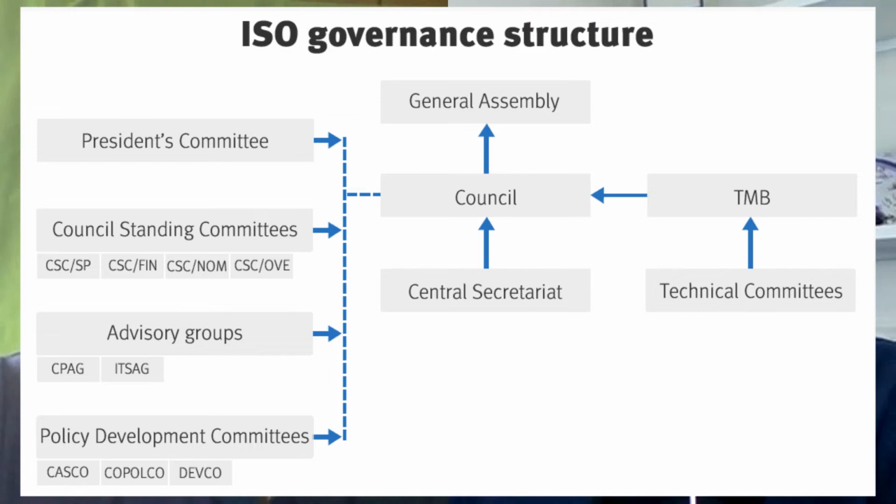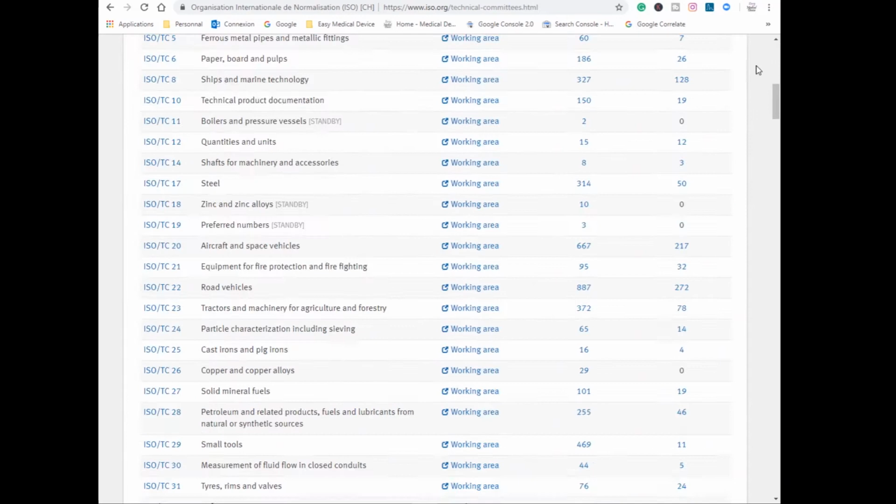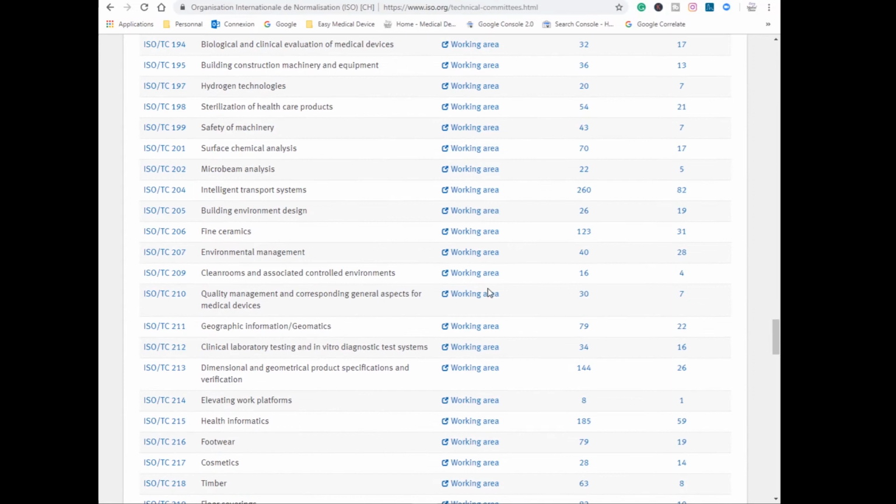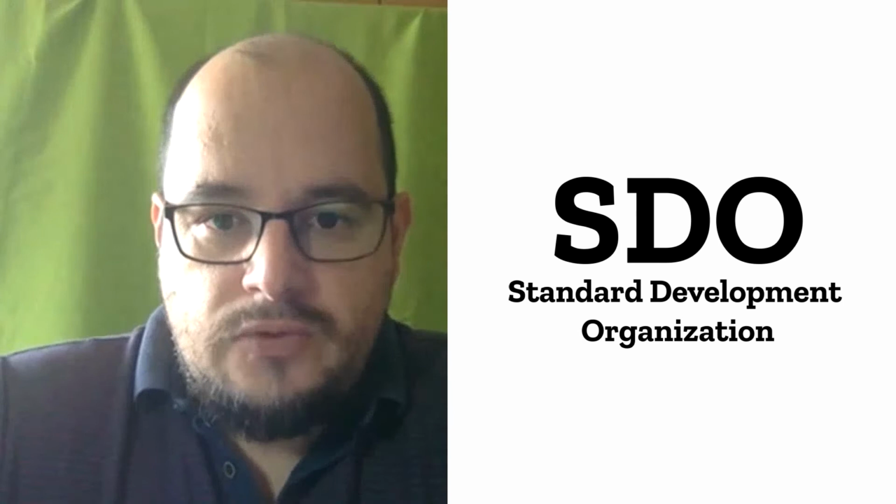Okay. If you go to the ISO website, you'll notice there are several committees. They have some 300, or a little less than that, right now. Each committee focuses on a specific topic. For example, we have one committee from our side that I mentioned to you, TC210, which works with quality systems and general aspects of medical devices. So this committee only works with that. And who are the members of this committee? Countries. In practice, they are what we call standards developing organizations, SDOs, and the standards developing organization of each country is the member of ISO.